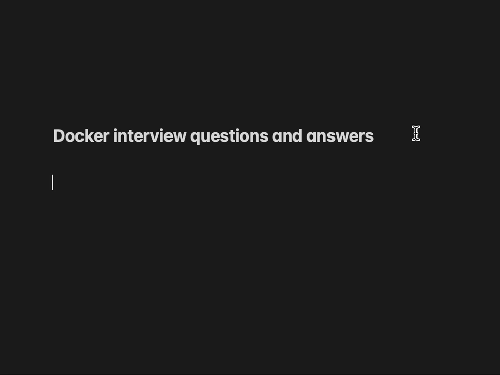And here you have the Docker host, right? So what is the Docker host? It is nothing but where the Docker engine is installed. So it is the main part. Where the Docker engine is installed, that is the Docker host.